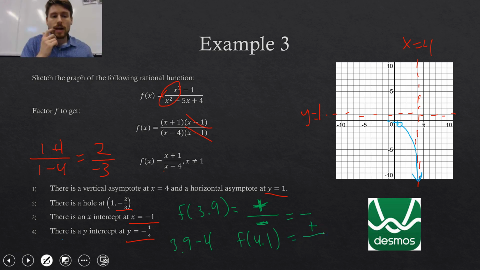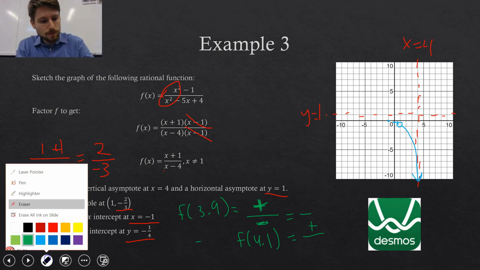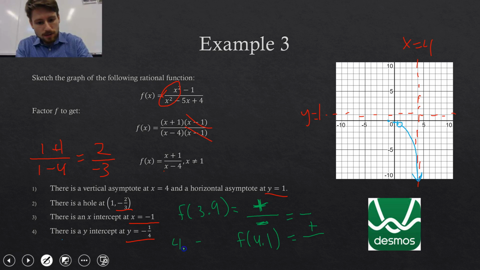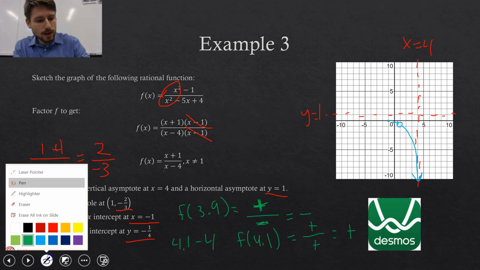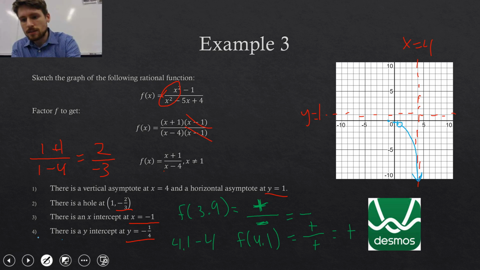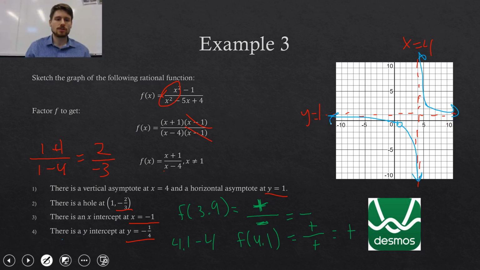The denominator is now positive because 4.1, I plug that in, I do 4.1 minus 4, that's 0.1, that's positive. So we get positive over positive, and that's a positive result. So we know it's going up to infinity on the left side of that asymptote. And then it's going to just go towards the horizontal asymptotes like so.